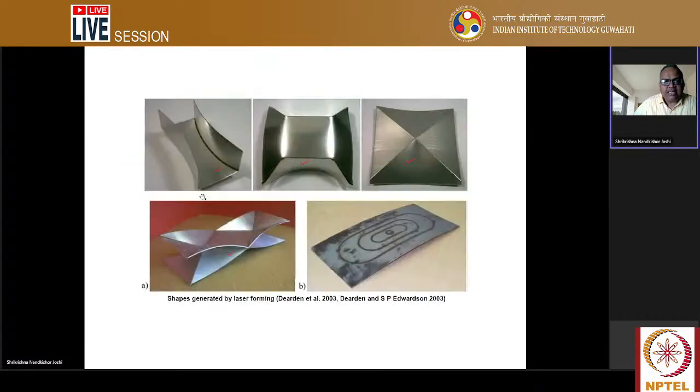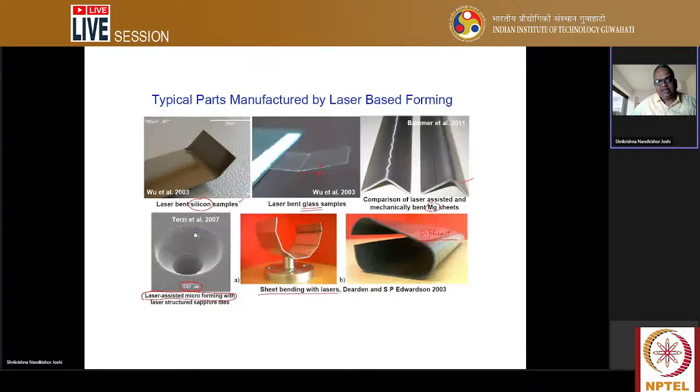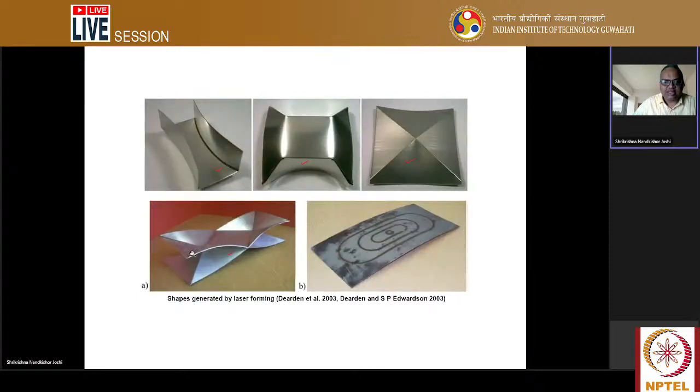In the next lecture, right. So here also you can notice the capability of laser-based forming. Wonderful features or parts have been created by scientists and engineers worldwide by using lasers that you can see on the screen.